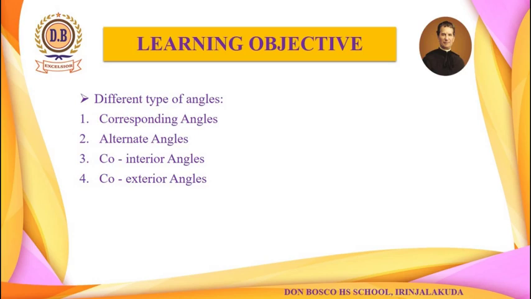So totally there are 4 types of angles: corresponding angles, alternate angles, co-interior angles, and co-exterior angles. These are the 4 types of angles which we are going to study in today's class. I think you have studied these types of angles in your mathematics class, so a detailed study can be done with your maths class.